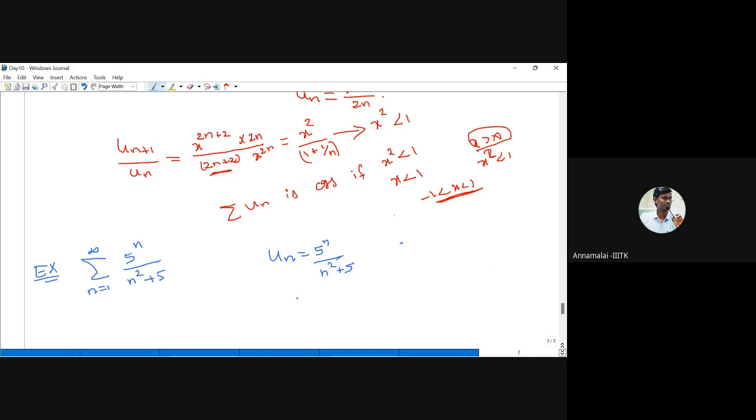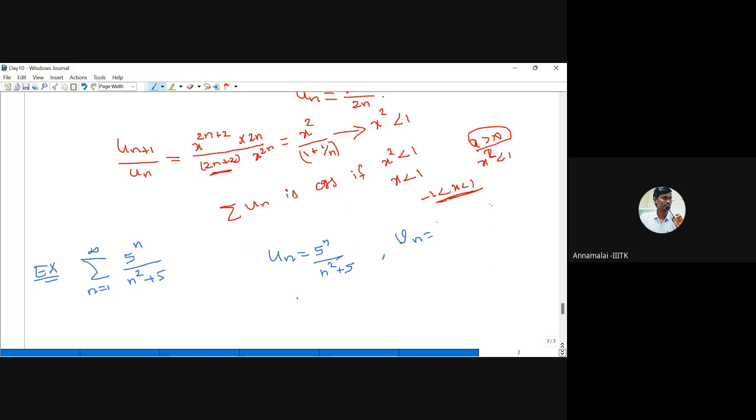Suppose I'm taking Vn equal to 1 by 5 power n. Then again we will get 5 power n by n square. Do you know whether this series converges or not? We don't know, right? Again we have to apply the DLMS test to check whether this Vn converges or not.